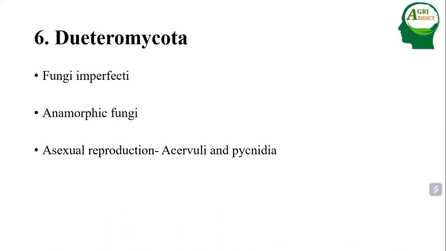The last kingdom is Deuteromycota. This is also called fungi imperfecti because it doesn't have any sexual reproduction. It has only asexual reproduction.